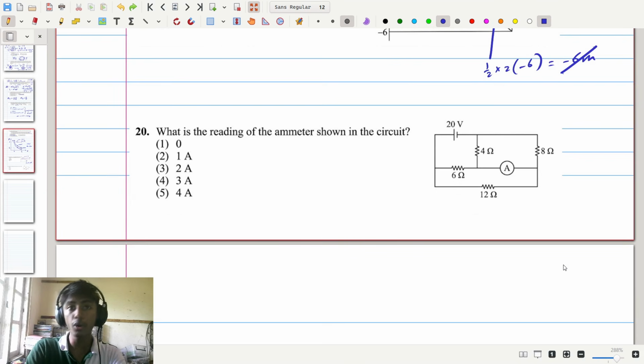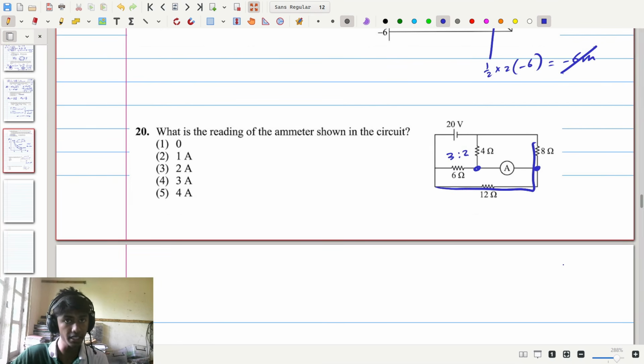Now finally, question 20 says, what is the reading of the ammeter shown in this circuit? While this question looks complicated, it's actually asking us what is the current flowing across this ammeter from this point to this point. To solve this, all you need to do is realize that if we consider these two resistors, the ratio of these two resistors here is 6 to 4, or 3 to 2. And if we consider these two resistors, the ratio here is also 12 to 8, or again 3 to 2.